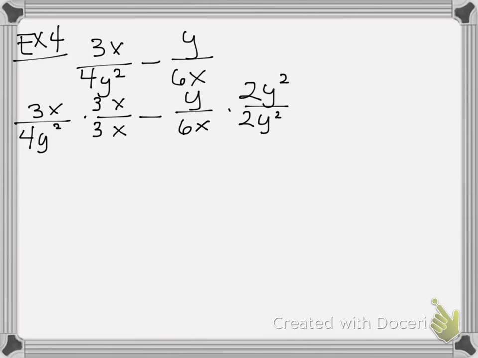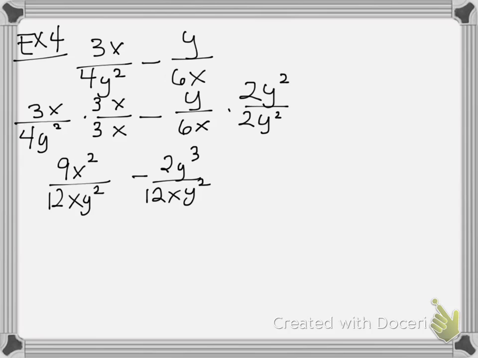Okay? Now, let's see what we have. Let's go ahead and do all the math. 3x times 3x is 9x squared. 4y squared times 3x is 12xy squared, minus, okay, y times 2y squared is 2y cubed over 6x times 2y squared is 12xy squared. Now can I subtract them? Yes, so that's going to lead me to this right here, which is 9x squared minus 2y cubed over 12xy squared.